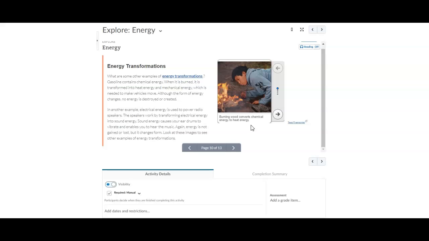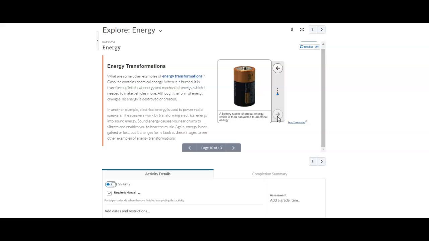So this would be question 9. Burning wood converts chemical energy to heat energy. Nuclear reactors convert nuclear energy to electrical energy. Sails on ships capture wind energy and convert it to mechanical energy. A battery stores chemical energy, which is converted to electrical energy. So you have all of those examples as well.